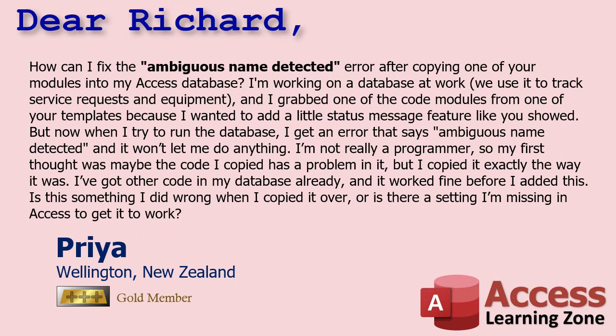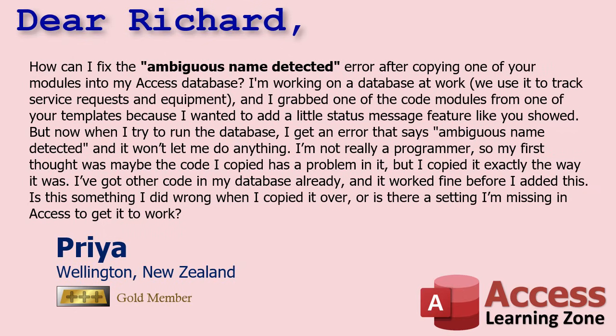I'm not really a programmer, so my first thought was maybe the code I copied has a problem in it, but I copied it exactly the way it was. I've got other code in my database already, and it worked fine before I added this. Is this something I did wrong when I copied it over, or is there a setting I'm missing in Access to get it to work?